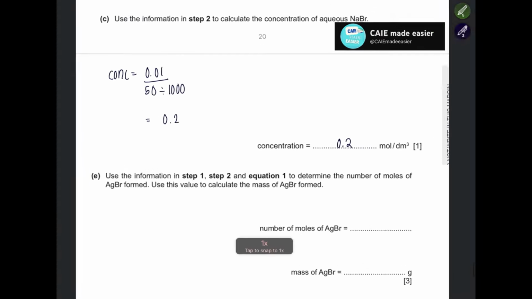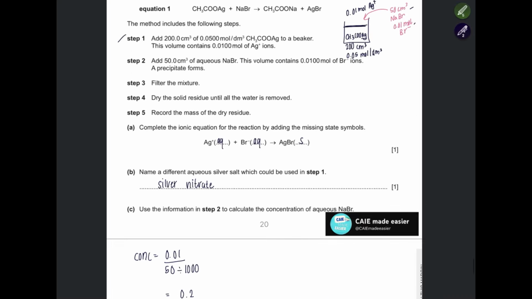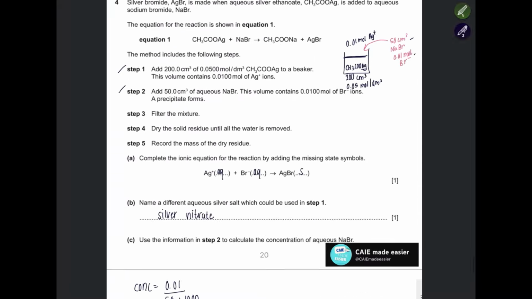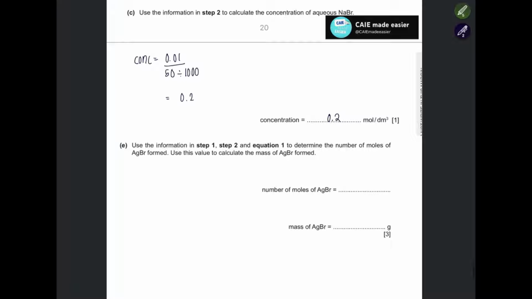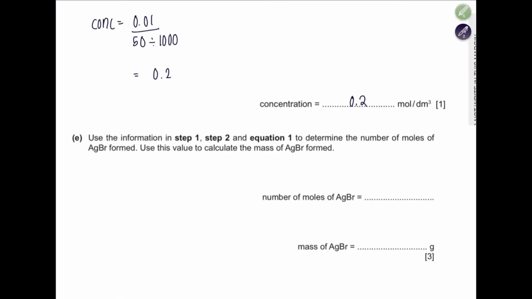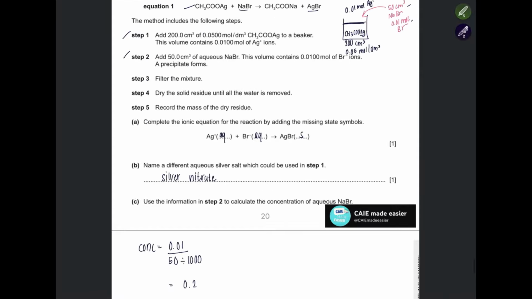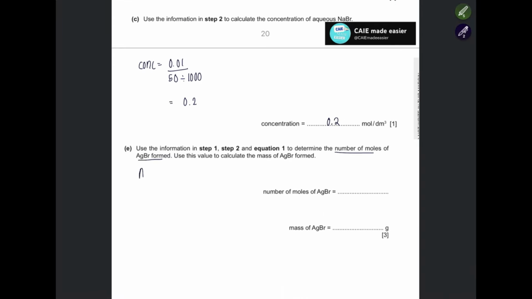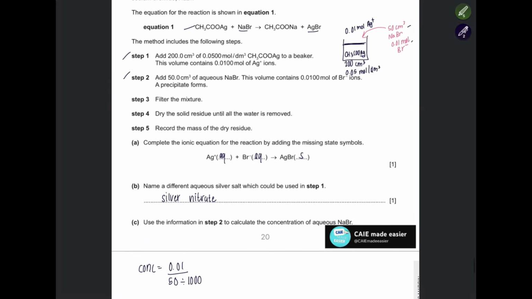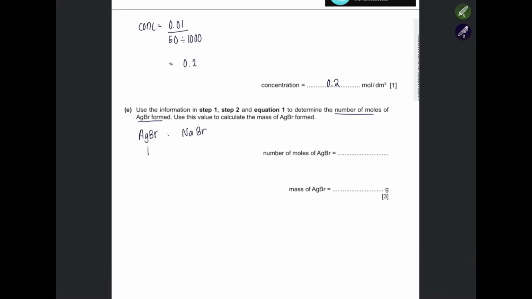Now use the information in step 1 and step 2, like these two steps, and equation 1, this is our equation, to determine the number of moles of AgBr formed. Use this value to calculate the mass of silver bromide formed. Alright, first let's find the moles of AgBr, silver bromide. So we can do a ratio method. We can do AgBr with NaBr. The ratio is 1 to 1, so this is 0.01, that is also going to be 0.01. So moles are 0.01.